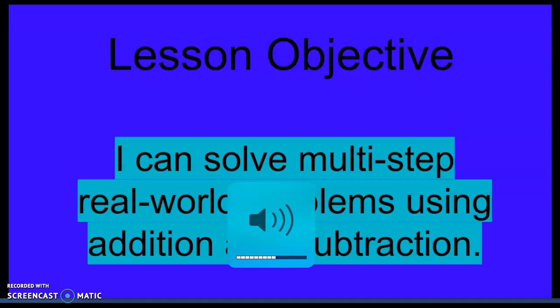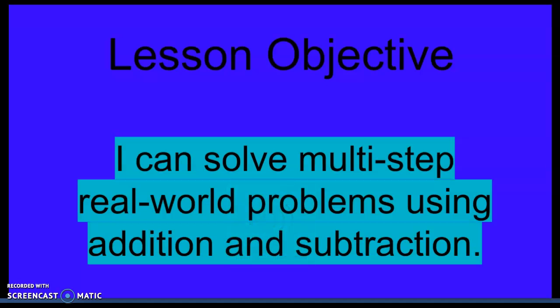Today is the last day we're going to be looking at reviewing multi-step real-world problems. And today what we're going to look at is when there might be more than two numbers involved and we have to figure out what kind of operations we are going to use. So again, our lesson objective is I can solve multi-step real-world problems using addition and subtraction.